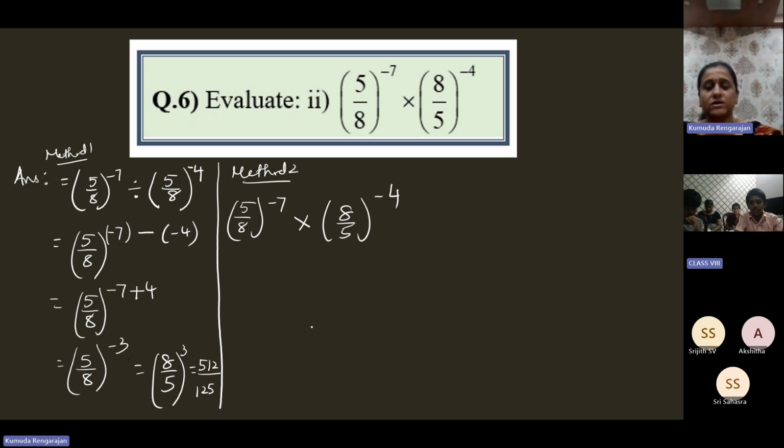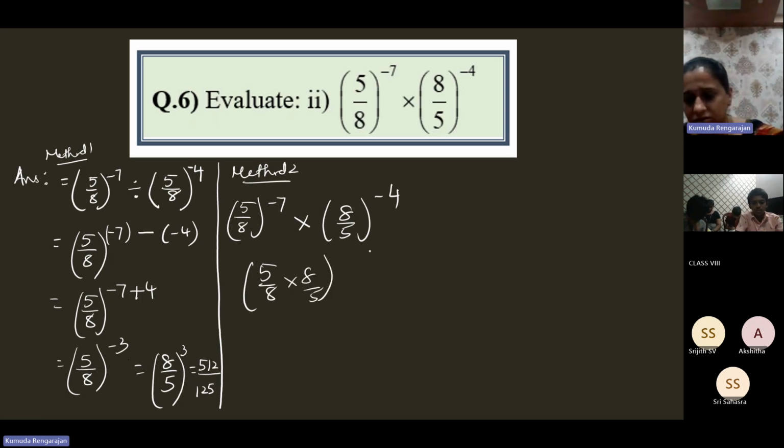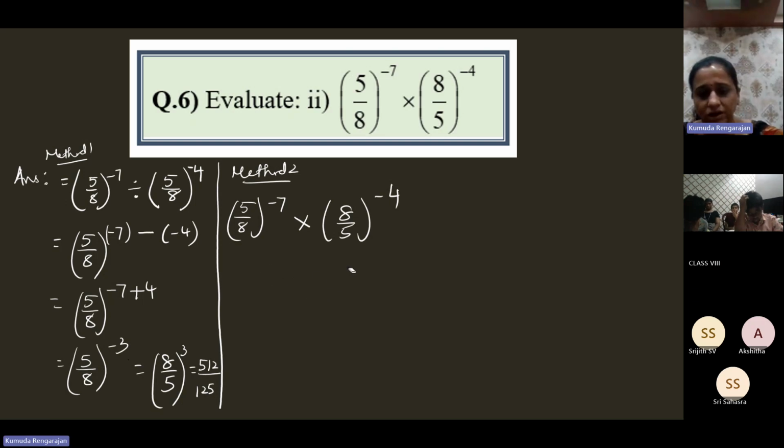Then we have to remove the brackets and we have to write 5 by 8 into 8 by 5. Okay, then what about the powers? 5 by 8 to the power minus 7 into 8 by 5 to the power minus 4. Okay, that's already there. Next.